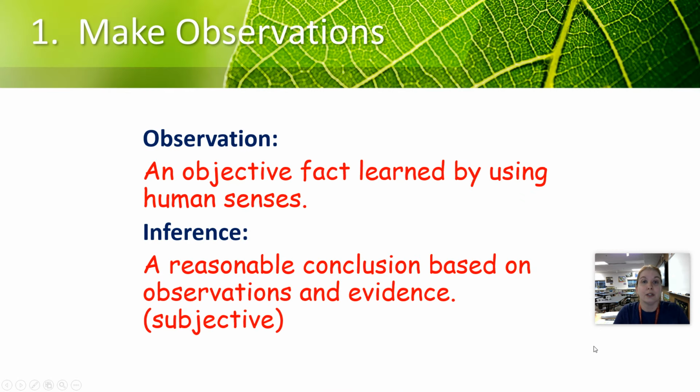So making observations. An observation is any objective fact learned by using human senses. So things you can see, things you can hear, things you can taste, things you can touch, things you can... what is the one I'm forgetting? Any of your senses. An inference is a reasonable conclusion based on observation and evidence. So most of our observations are going to be by sight, but you can use one of the other ones. Hearing, I think, is the one I forgot.